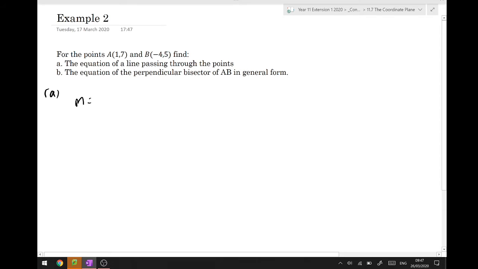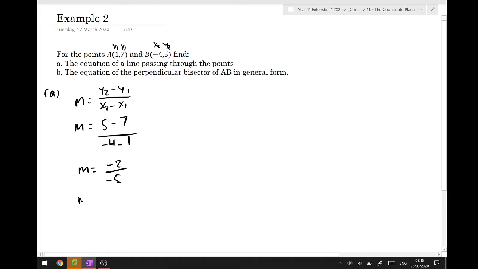So m is equal to, you might remember from the other day, our gradient formula: y2 minus y1 over x2 minus x1. I'm going to call these 2 points x2, y2 and x1, y1. Remember, it doesn't matter which one you call which; they're both going to give you the same answer for your gradient. So 5 minus 7 over negative 4 minus 1. My gradient is negative 2 over negative 5, which just means my gradient is 2 over 5. So m is equal to 2 on 5.